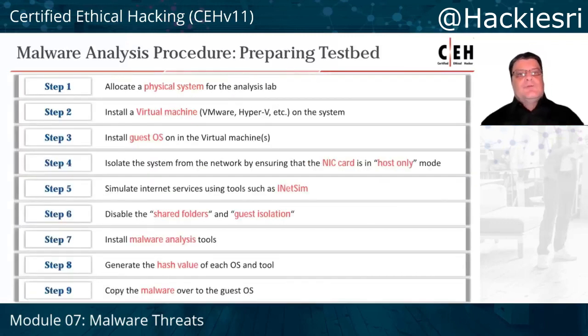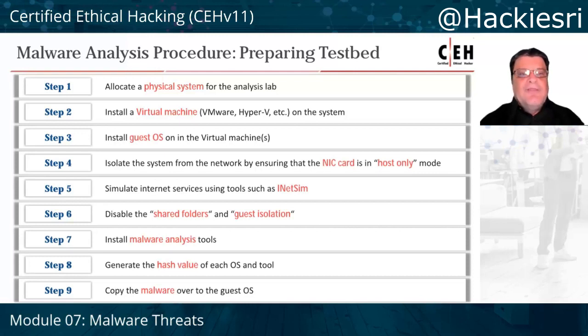Malware analysis tools and procedures include the following. Preparing the test bed. Number 1, allocate a physical system for the analysis lab. So this actually could be your sheep-dip. This could be your sacrificial lamb. This is the machine you're going to run your experiments on, and you want to very strictly control how and by whom it's used and quarantine it as much as possible.